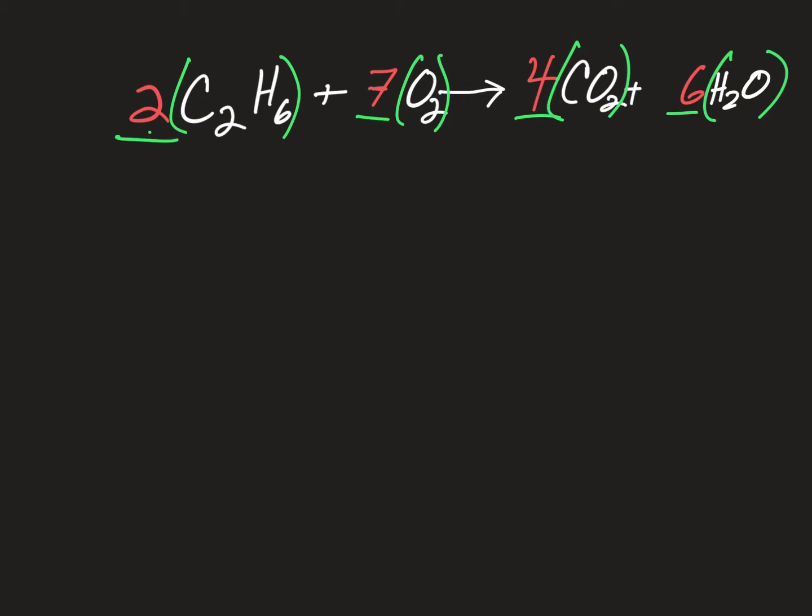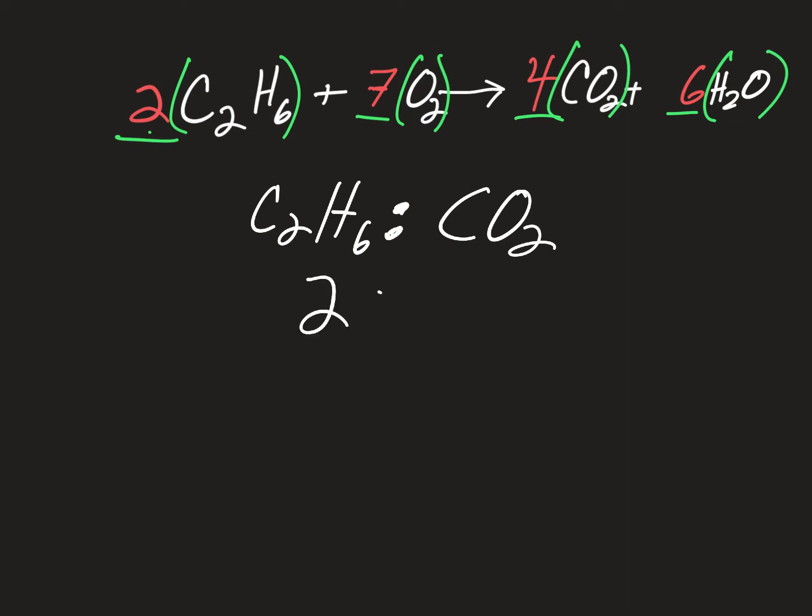And so I can even write this as that ethane, and then this tends to mean ratio to carbon dioxide, and I can say it's a 2-to-4 ratio. Now that's really helpful because that's 2 moles of ethane to 4 moles of carbon dioxide. And you can use that in a conversion.